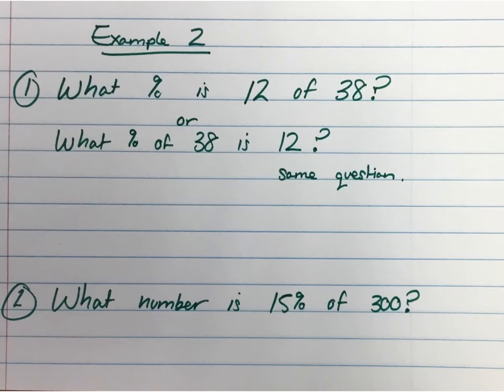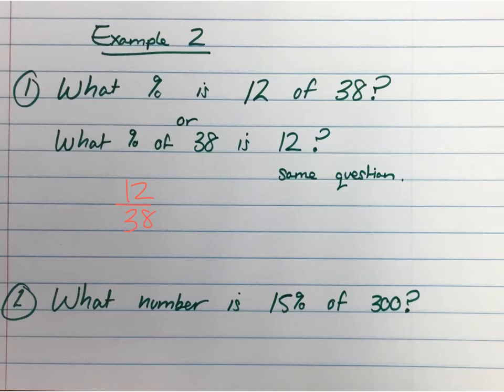For example 2, you're going to write 2 questions. Pick one of these that you're going to do. They're a different way of wording the same question. What percent is 12 of 38? Is the same question as what percent of 38 is 12? If you need to read that a couple times to yourself to understand that and think about it, feel free to pause the video and do that. The next one is what number is 15% of 300? I see that it says what percent. That means the answer to this one's going to be a percent, and the answer to this one's going to be a number. I'm going to show you the answer to number 1 in 3, 2, 1.